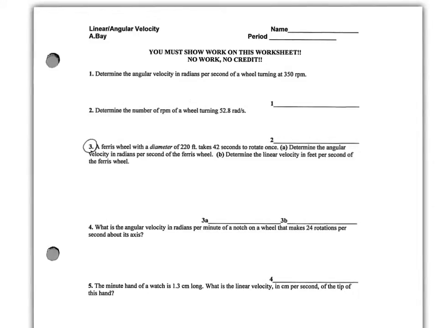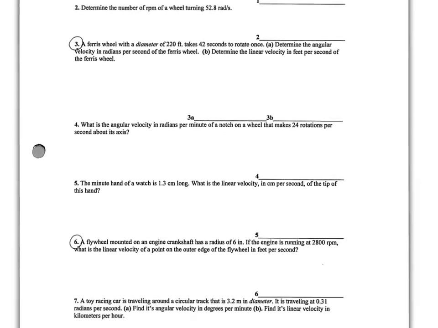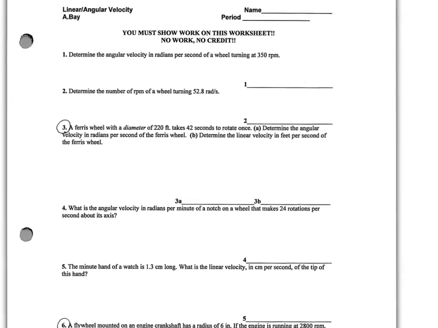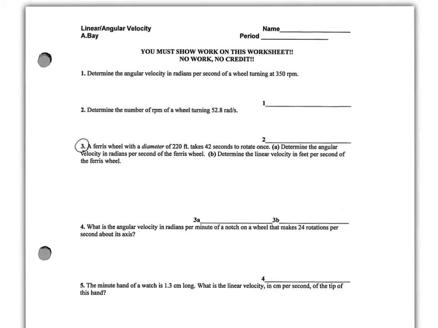We're going to look at number 3, and let me see if this will work. There it is, number 6, 3 and 6. Okay, I'm going to try some fancy stuff this time, so bear with me, and I'll try and not make it too long. Number 3, a Ferris wheel with a diameter, let me do this.